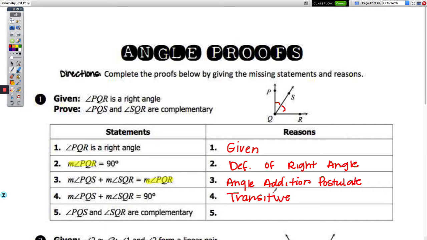The transitive property is kind of like the law of syllogism. It's going to say that this is equal to this, and this is equal to one of these, so we can say that these two are equal together. Does that make sense? You can go back and look at your law of syllogism, and the transitive property are very similar to each other.